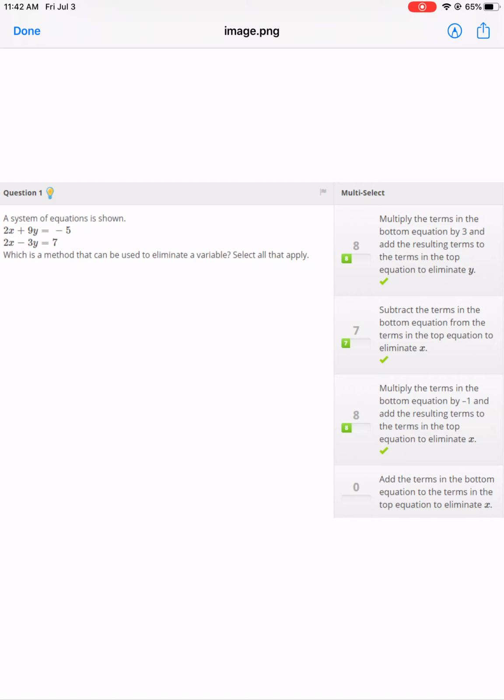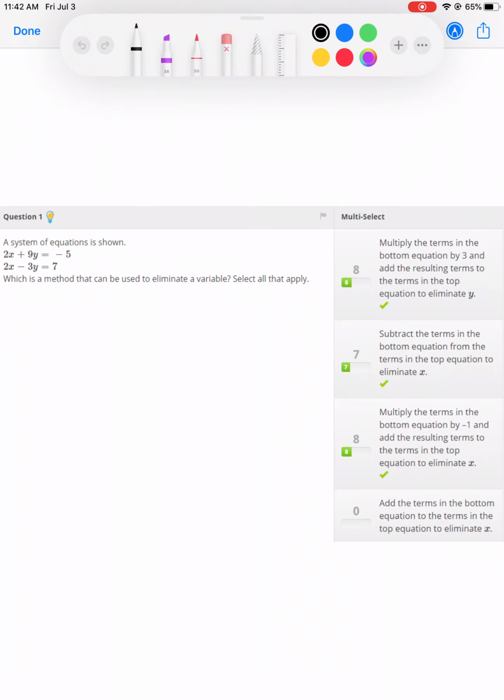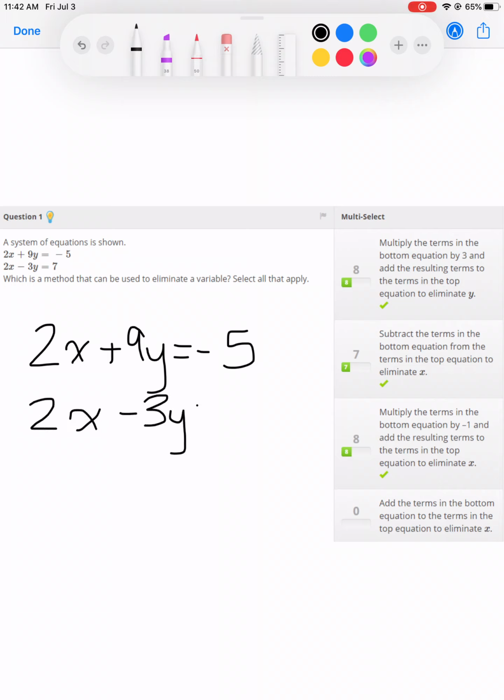So a system of equations is shown, which is a method that can be used to eliminate a variable. Select all that apply. Okay, so what you're going to do is go through each of these and figure out which one actually works. I'm going to write this again just to make it a bit bigger. So I have 2x plus 9y is equal to negative 5, and 2x minus 3y is equal to 7. As you can see, the answers are actually being shown, but I'm going to explain why that's the case. I'm just going to move these up a little bit.